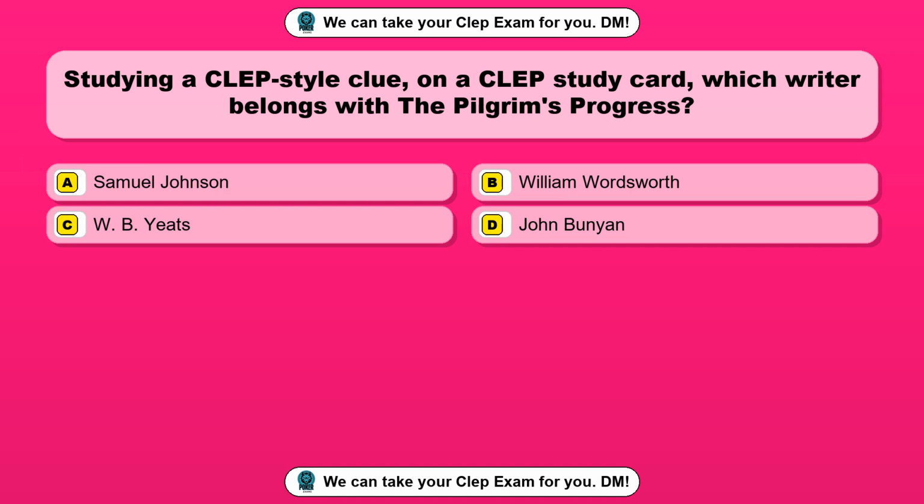Question 64. Studying a CLEP-style clue. On a CLEP study card, which writer belongs with The Pilgrim's Progress? Option A. Samuel Johnson. Option B. William Wordsworth. Option C. W.B. Yeats. Option D. John Bunyan. The correct answer is option D. John Bunyan.